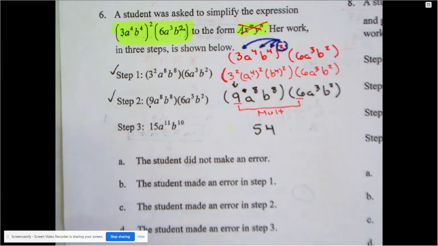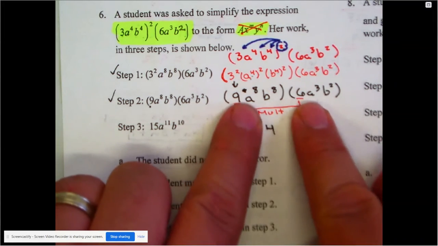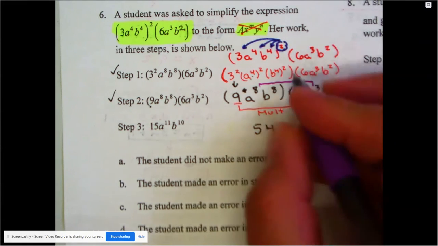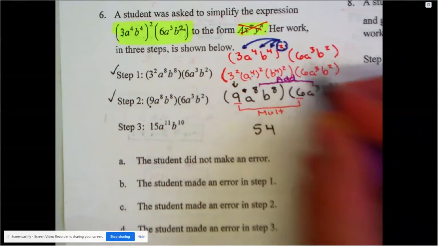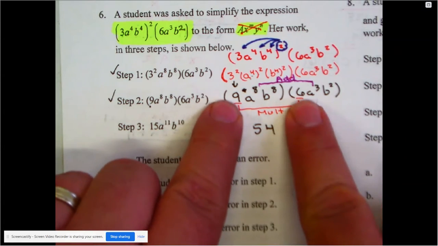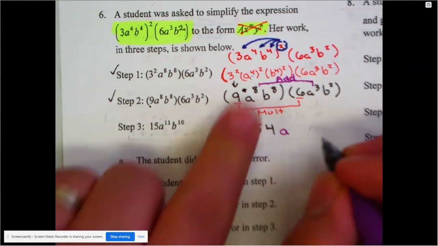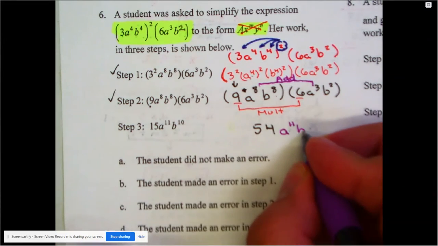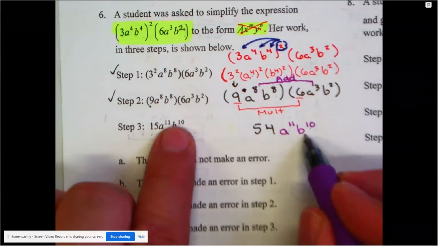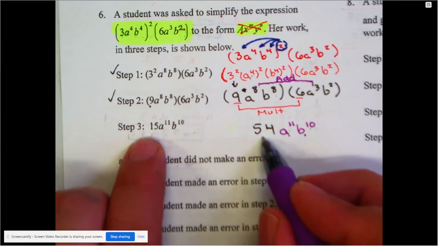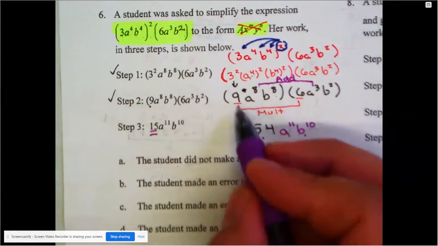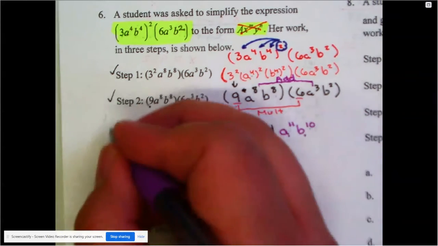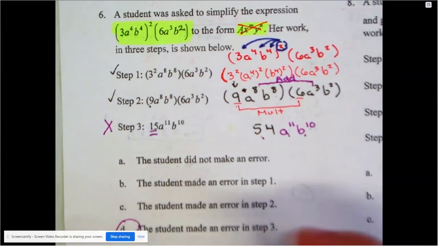And then, of course, my powers. Now look at this. Now I have 2 a's. Then that means this is when we add. You add your powers, but your numbers in front should be multiplied. So 8 plus 3, well, that's 11. 8 plus 2, well, there's 10. And look at that, perfect match. And there's their mistake. It looks like they added the 9 and the 6, when in reality, they should have multiplied those numbers. So the mistake came in step number 3.